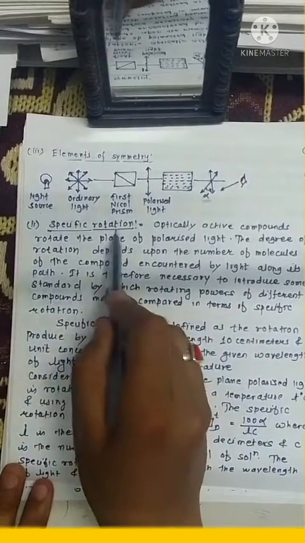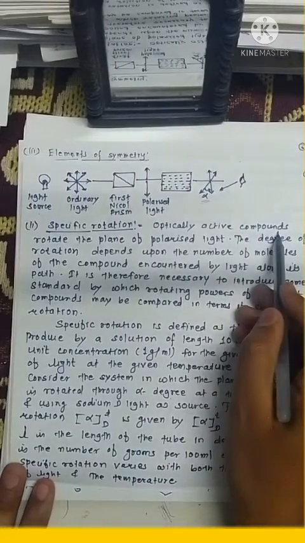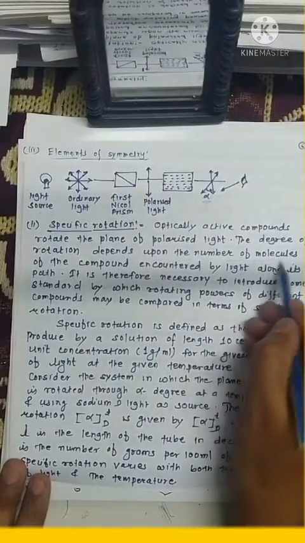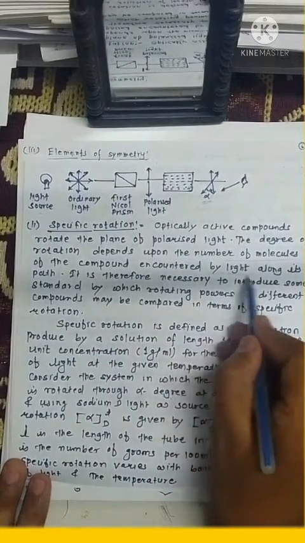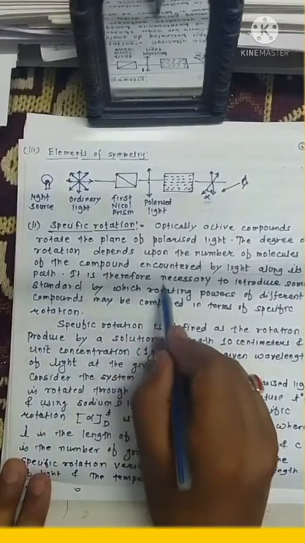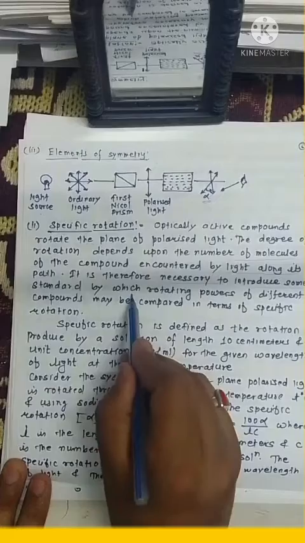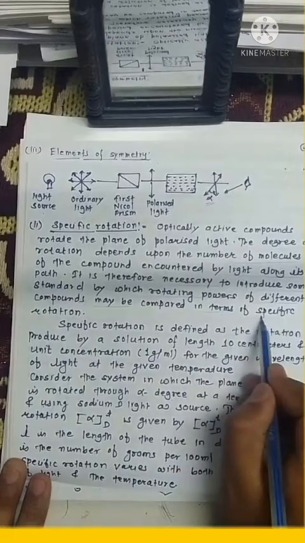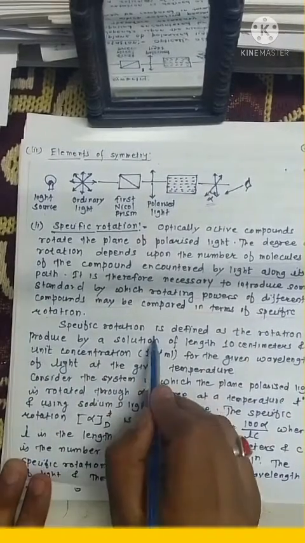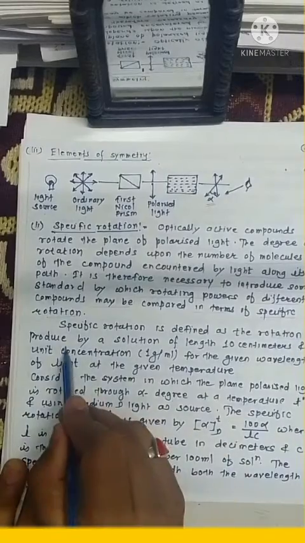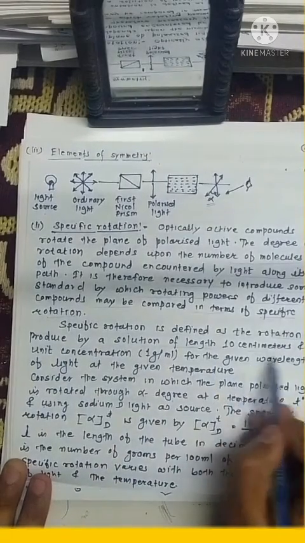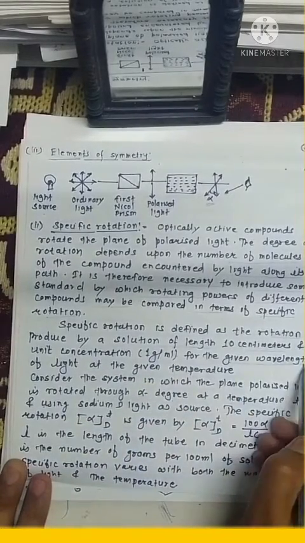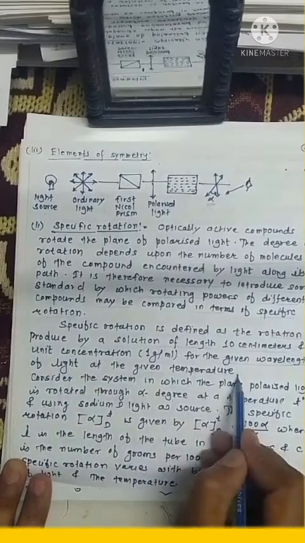Now what is meant by specific rotation? Optically active compounds rotate the plane of polarized light. The degree of rotation depends upon the number of molecules of the compound encountered by the light along its path. It is therefore necessary to introduce some standard by which rotating powers of different compounds may be compared, in terms of specific rotation. Specific rotation is defined as the rotation produced by a solution of length 10 cm and unit concentration, that is 1 gram per ml, for a given wavelength of light at a given temperature.